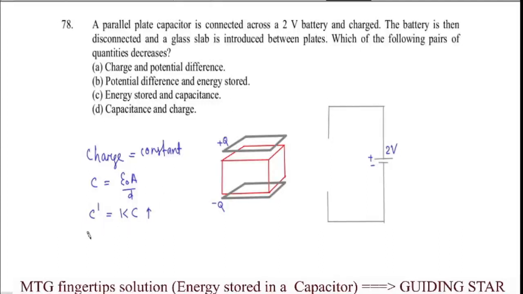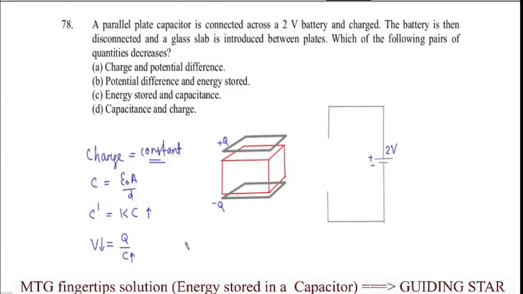Then what about the potential? The potential difference across the plates: V equals Q by C. Q is constant over here, that means the charge is constant, and C increases, that means potential will decrease. So here in this particular case, potential decreases, while capacitance increases.